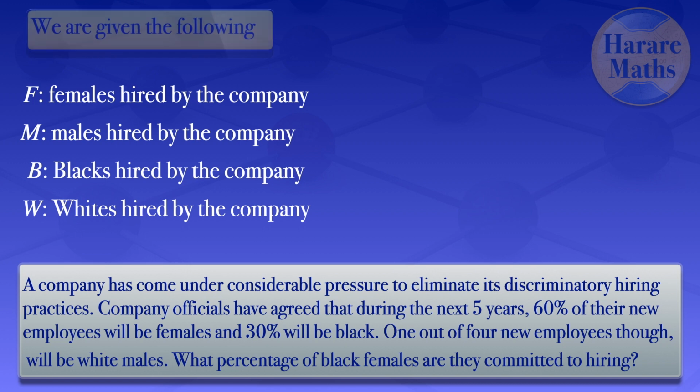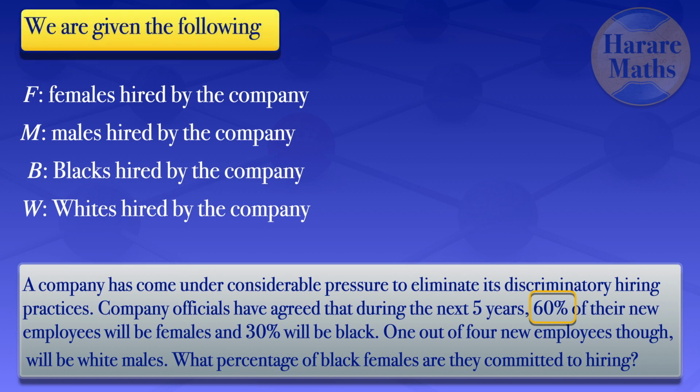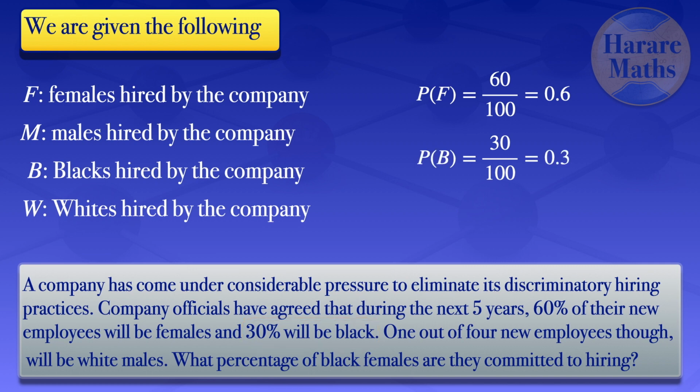What we are given there is 60% of the new employees will be females, and 60%, when you write it as a probability, will be 60 over 100. So the probability of females will be 60 over 100, which is 0.6. We are also given there that 30% will be black. So as a probability, it will be 30 over 100, and the probability of being black will be 30 over 100, which gives us 0.3.